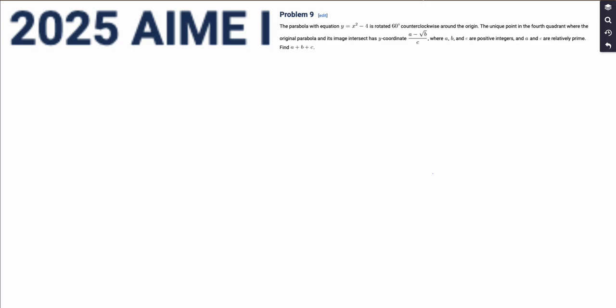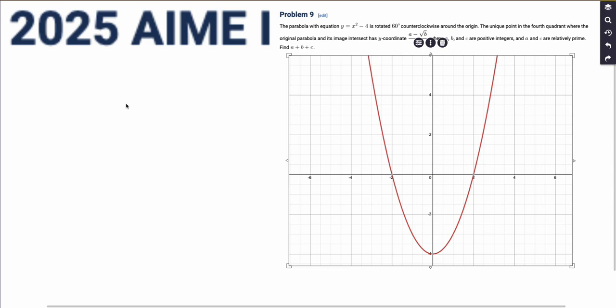Welcome to the 2025 AIME 1 Problem 9. So in Problem 9, we're given that the parabola with the equation y equals x squared minus 4 is rotated 60 degrees counterclockwise about the origin.